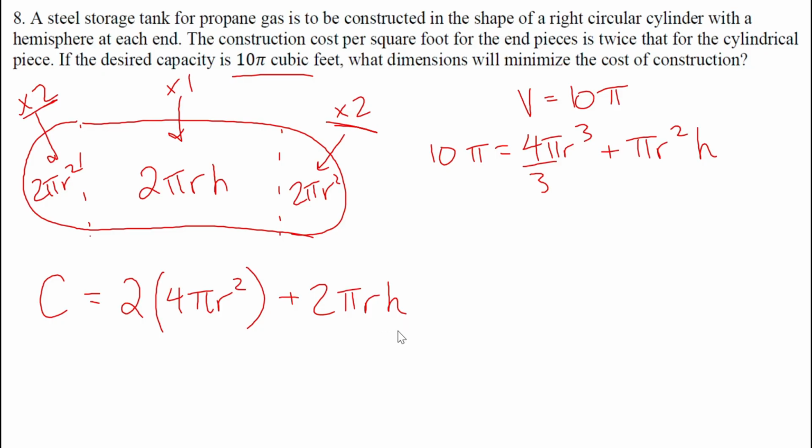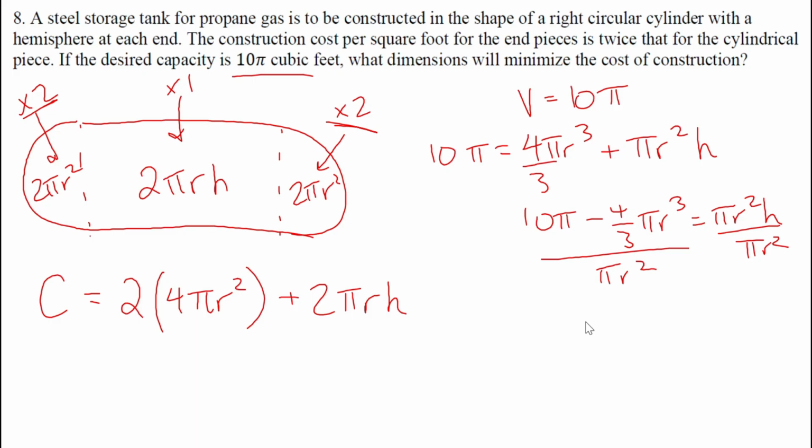So if we solve this for h, we're going to first do 10 pi minus 4/3 pi r cubed equals pi r squared h. And then we're going to need to divide that by pi r squared on both sides. So when I do that, we should end up with h equal to 10 pi divided by pi r squared, which is just 10 over r squared, and 4/3 pi r cubed divided by pi r squared should just be 4r over 3. We saw the minus sign in front there.